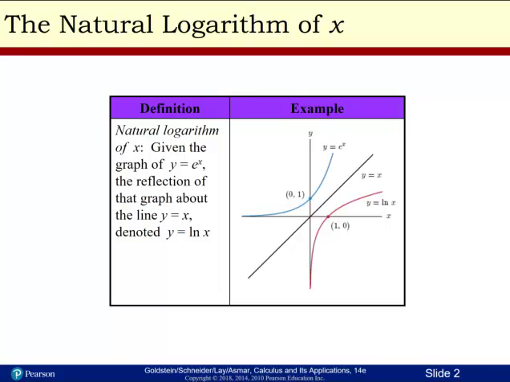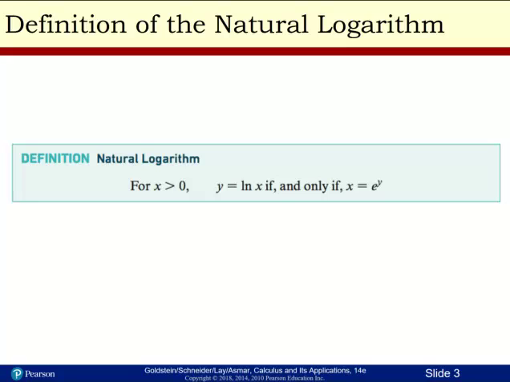So the definition of a natural logarithm of x is that given the graph of y equals e to the x, the reflection of that graph about the line y equals x is denoted by y equals the natural log of x. Notice also that e to the x crosses the point (0, 1), and that reflection is at (1, 0) for the natural log of x. So the definition of a natural log is, for x greater than 0, y equals the natural log of x if and only if x equals e to the y. So that's your definition, how to go back and forth within that.